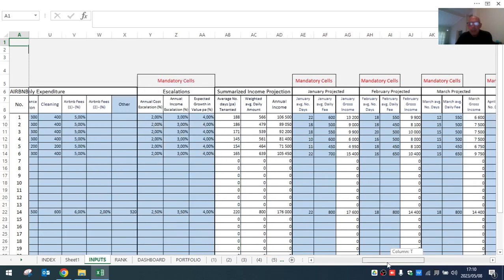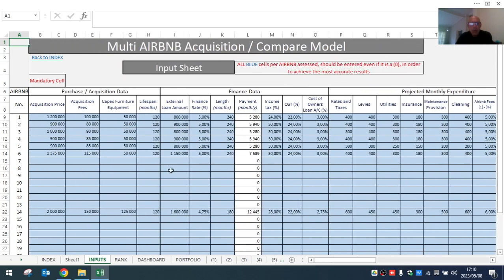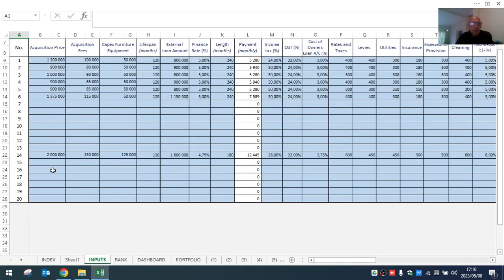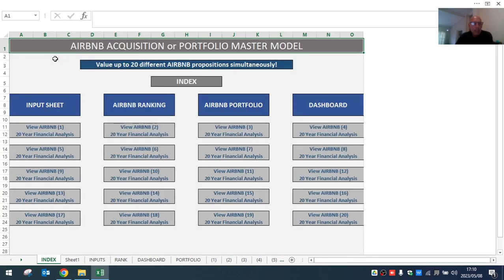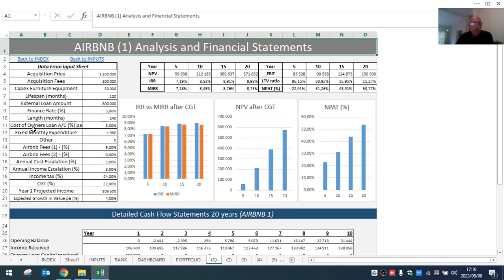At this point, you've done all the inputs. As I say, you can input as many as you like up until 20, and the model is easily expandable as well. So once we have inputted these fields, you can go back to the index, and from here we can go view Airbnb 1.